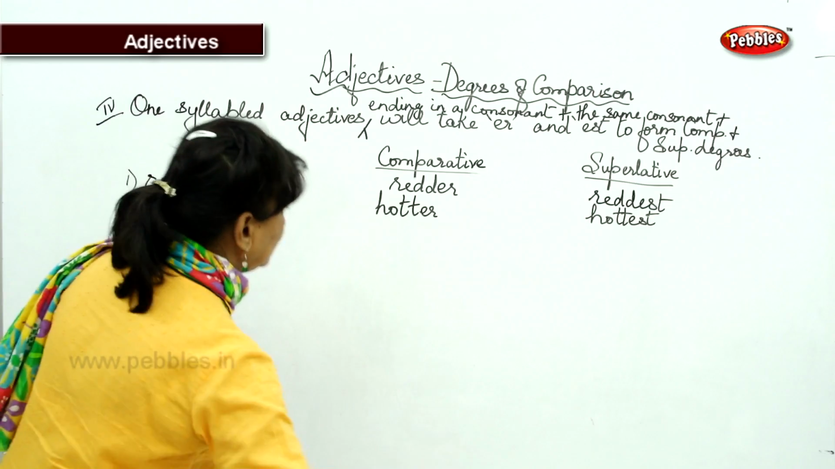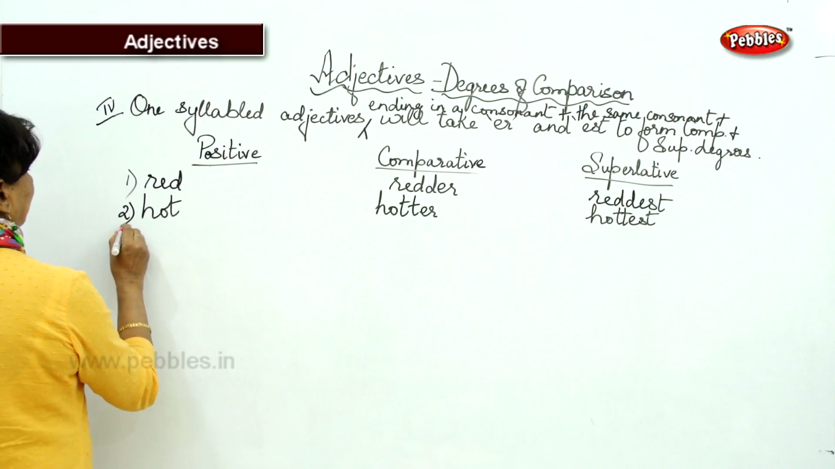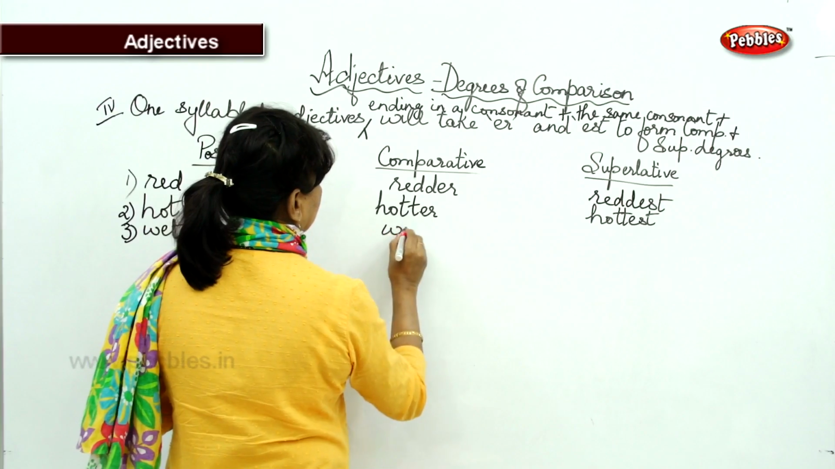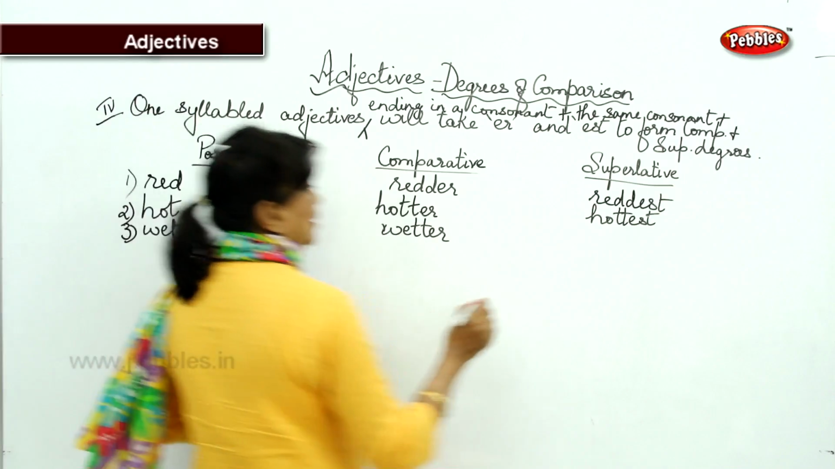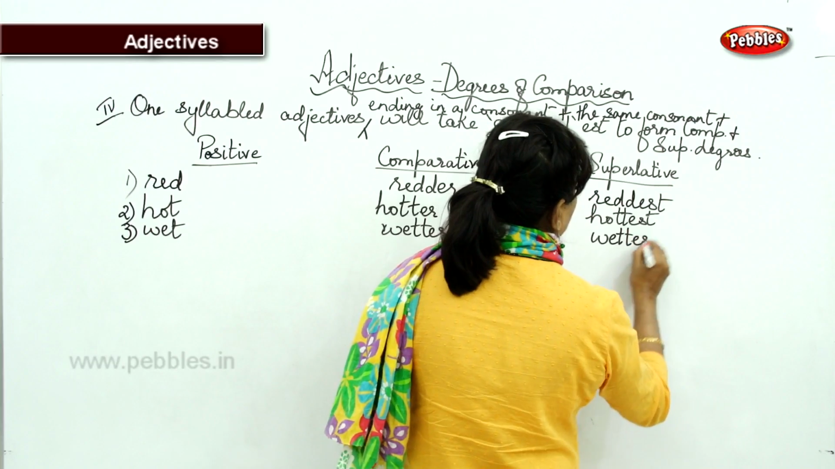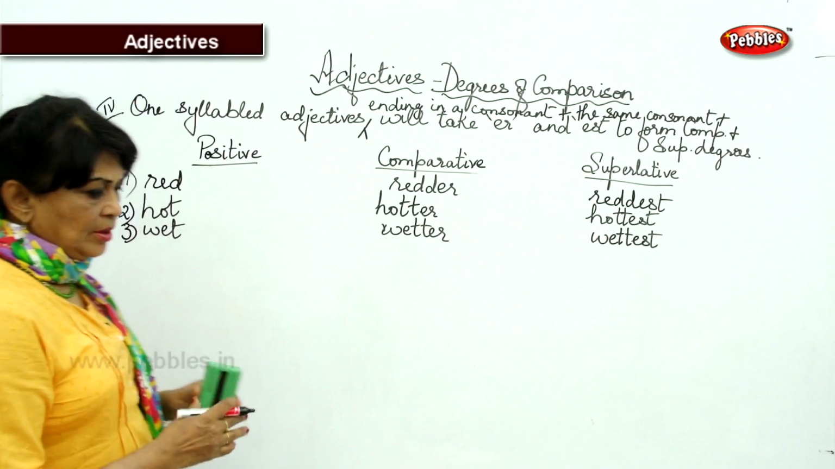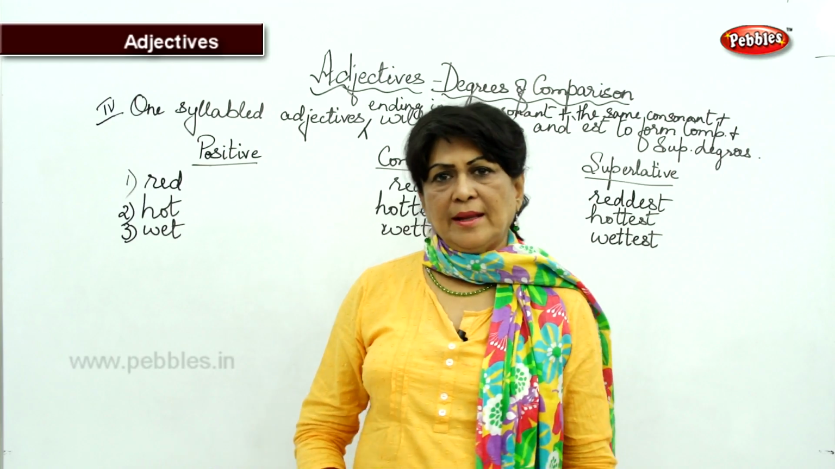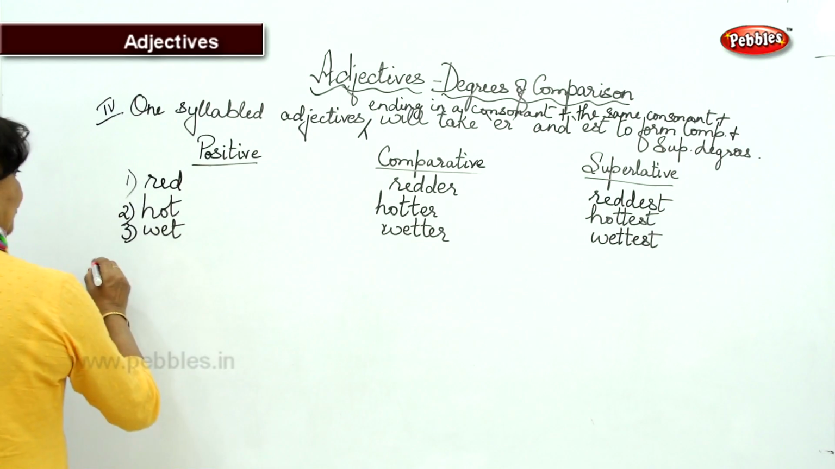Wet, I will write it a little higher to save place. Wet, wetter. You are repeating the T again and then er, again wettest. Another mad, madder, maddest. So, whatever the consonant it ends with, it repeats it and then takes er and est. Okay. The next rule, the fifth rule.